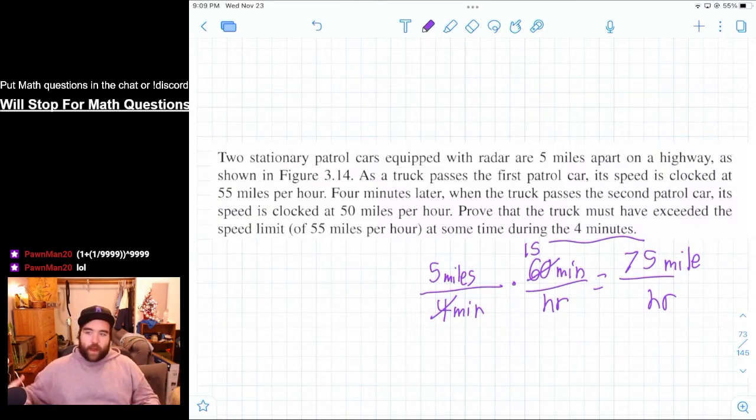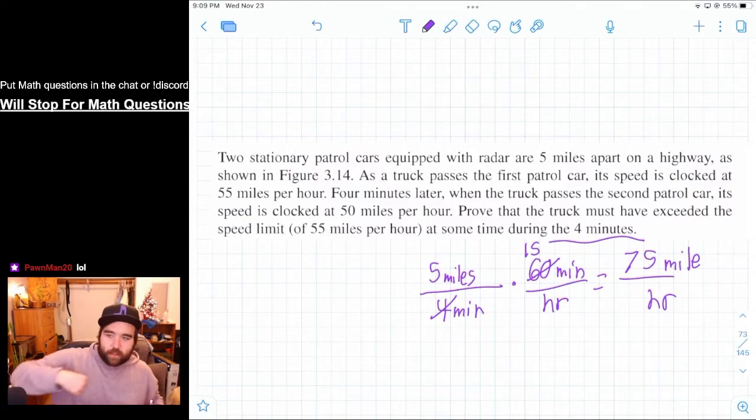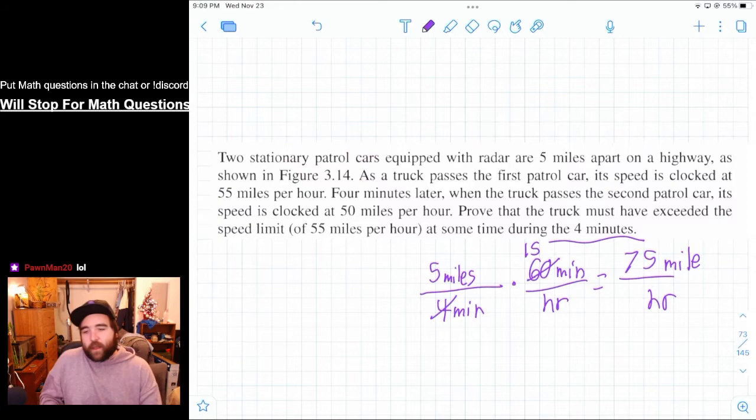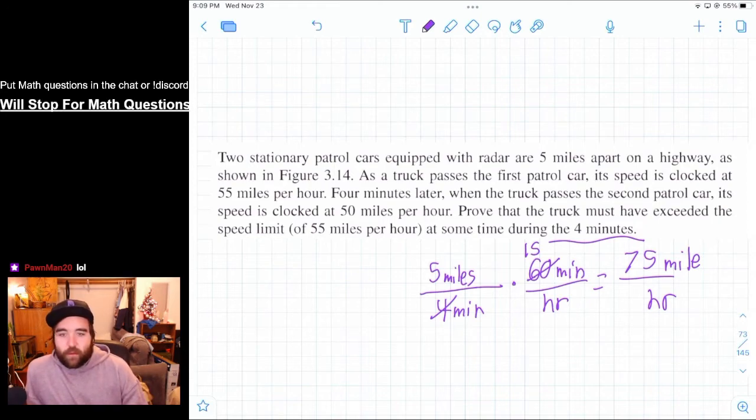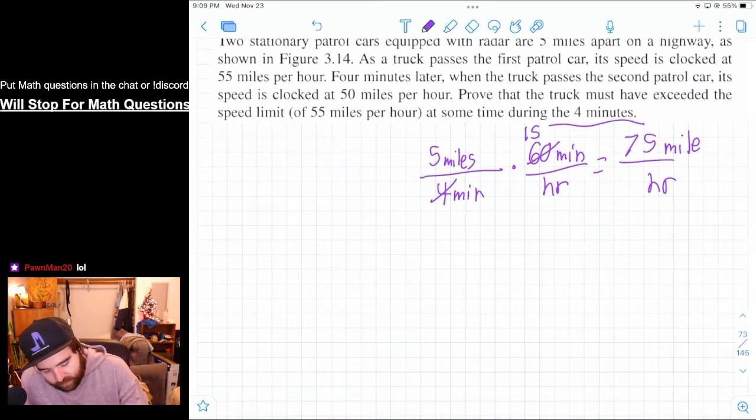So that means what happened was he went slow, and then somewhere in the middle he zoomed up to like probably 80 or 90, and then they slammed on their brakes again once they hit 50. Because if the average was 75, that means at some point the speed must have been 75. How can we draw this out in a graph?